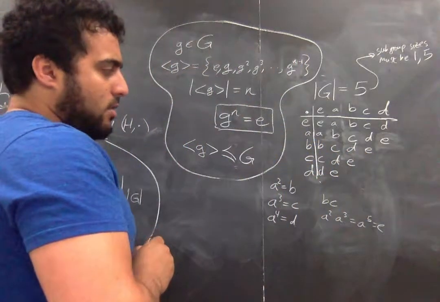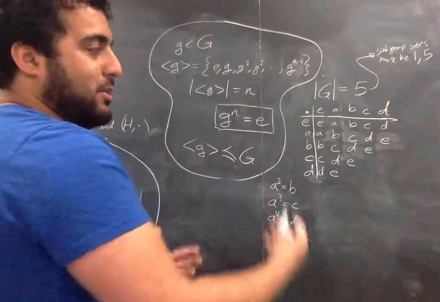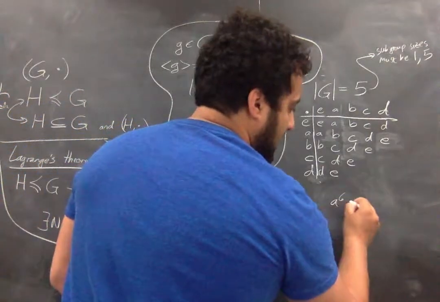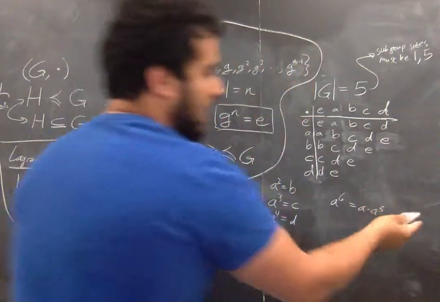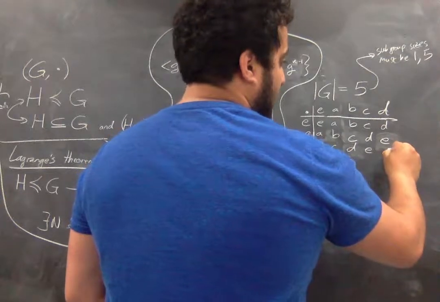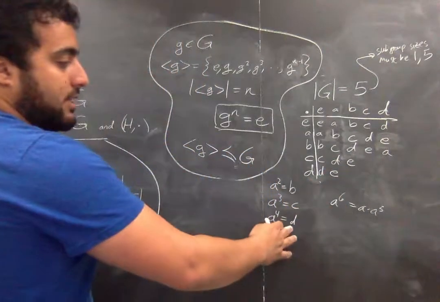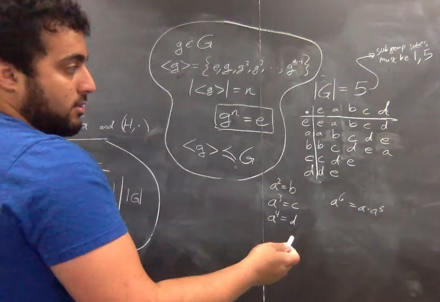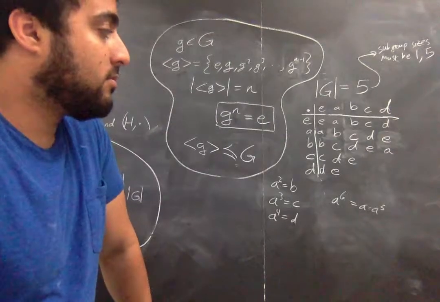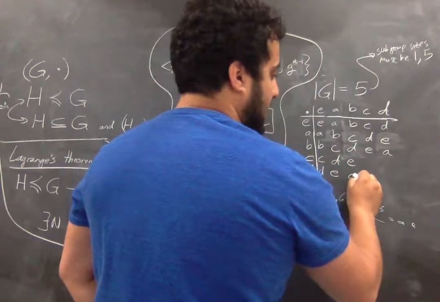Now, if we look at B times D, you can kind of see that things are getting easier here. B times D is A squared times A fourth, which is just A to the sixth. But A to the sixth is just A times A to the fifth, and we already know that A to the fifth is E. So that means that this is just A. Same thing for D times B. D times B is A to the fourth times A squared, which is A to the sixth, which is again A times A to the fifth, which is just A times E. So this one is A here as well.